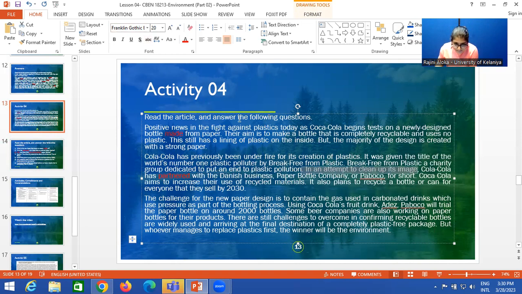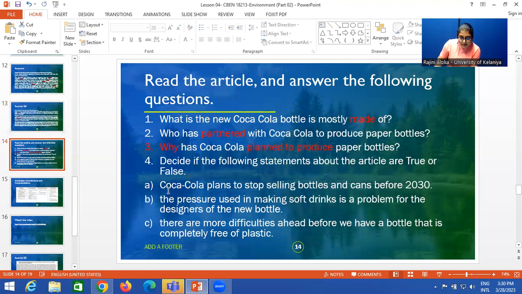They have decided to create plastic bottles to increase their use of recycled materials. It also plans to recycle a bottle or can for everyone... So the reason is to clean their image, okay. Then Coca-Cola, we'll have to say true or false.